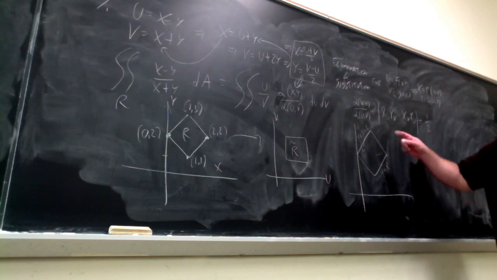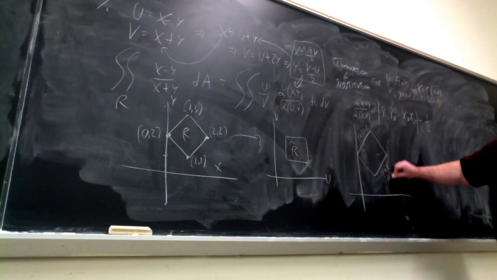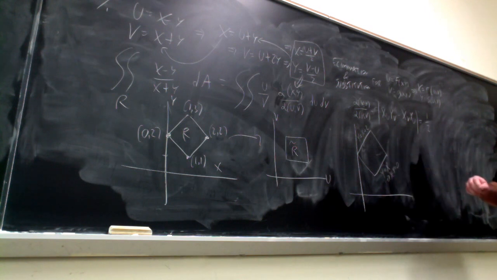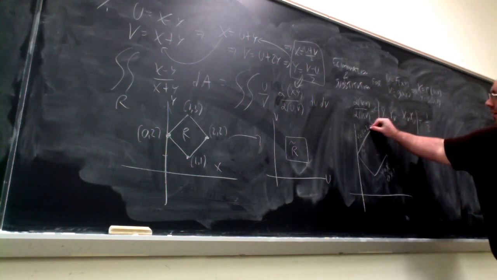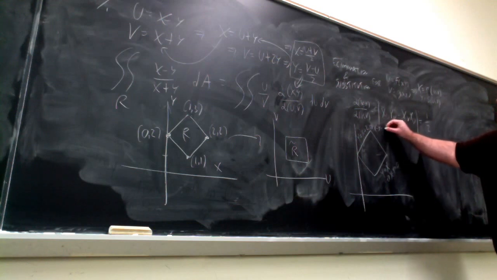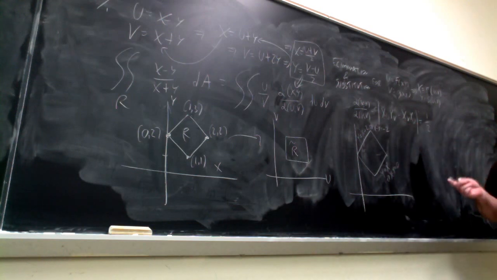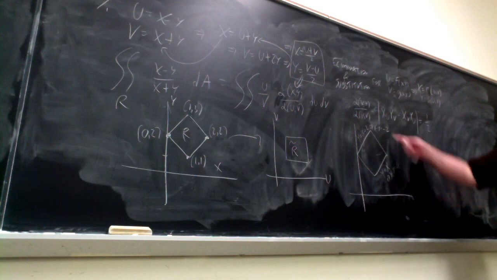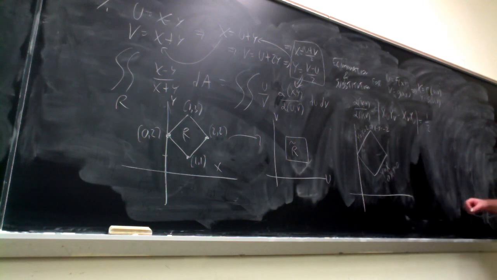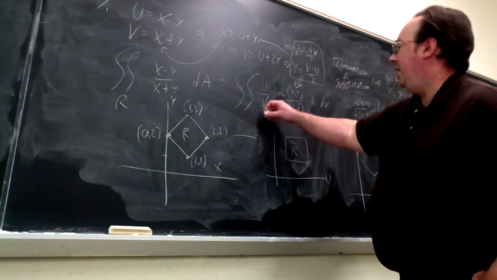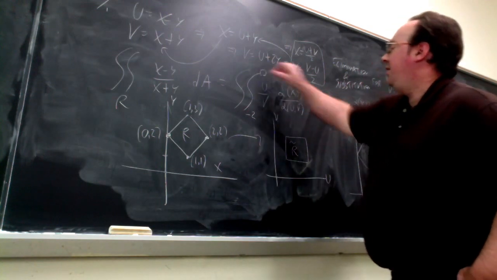Now, I can rewrite these. I can say x minus y is equal to 0. I can say x minus y here is equal to minus 2. But what is x minus y also equal to that's written on this board? u. These are my u limits. So my new integral, for du, I'm going to have from minus 2 to 0.